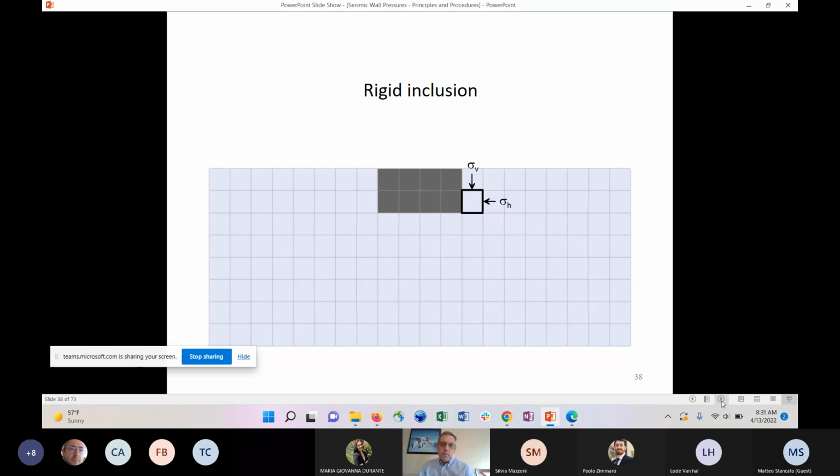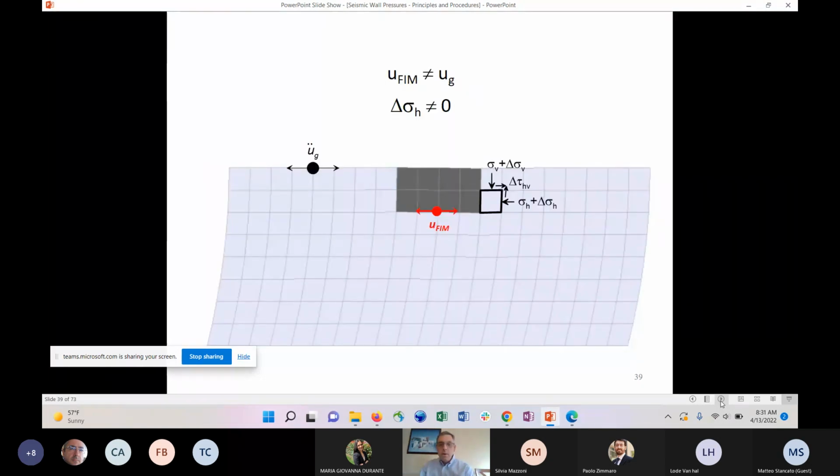Now, if we make that inclusion have a different set of properties than the soil, so it's rigid in this case, and we send shear waves through there, now you get a different story. So the rigid inclusion cannot conform with what the free field soil is trying to do. It's going to displace in a different way. So UFIM will be different than UG. There'll be a little bit of rotation as well. And because this is displacing differently than the soil around it, there now is a change in the horizontal pressure along with the changes in shear. So this is where we get the seismic increment of pressure: differential displacements.